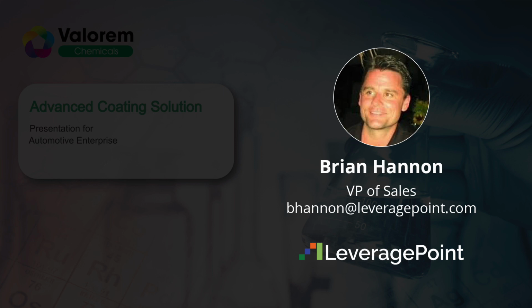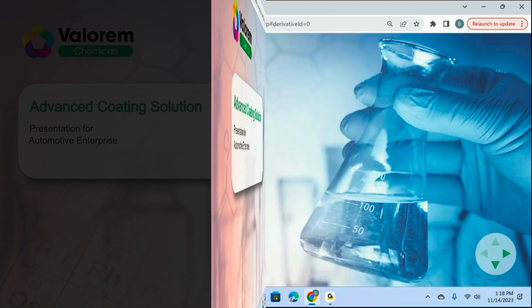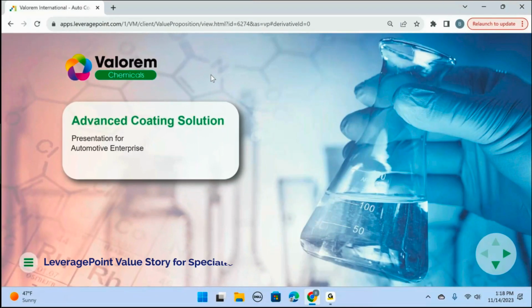I'm going to walk through one of our demonstration value stories. You want to think of a value story as a PowerPoint presentation that has a value model or mathematical model embedded inside of it that helps us actually calculate and display value in real time. We're going to be demonstrating a chemical that is an automotive coating, so paint for a car.